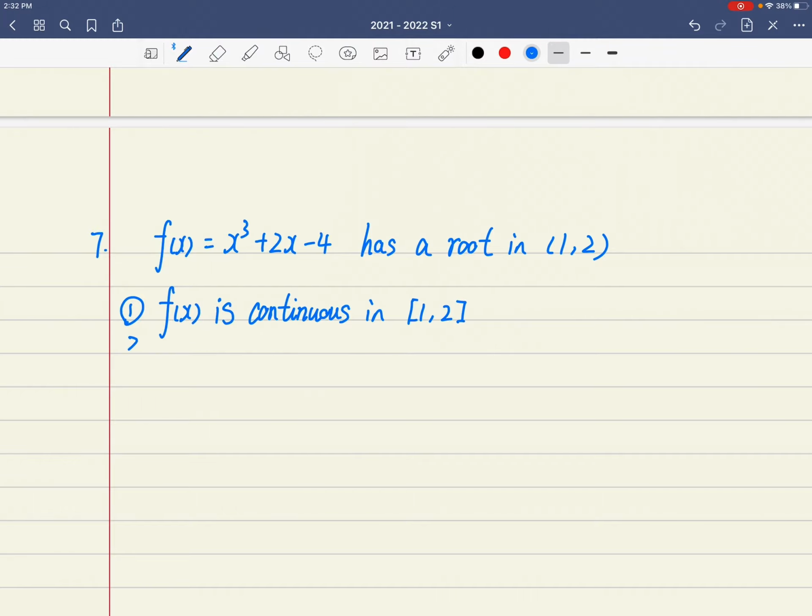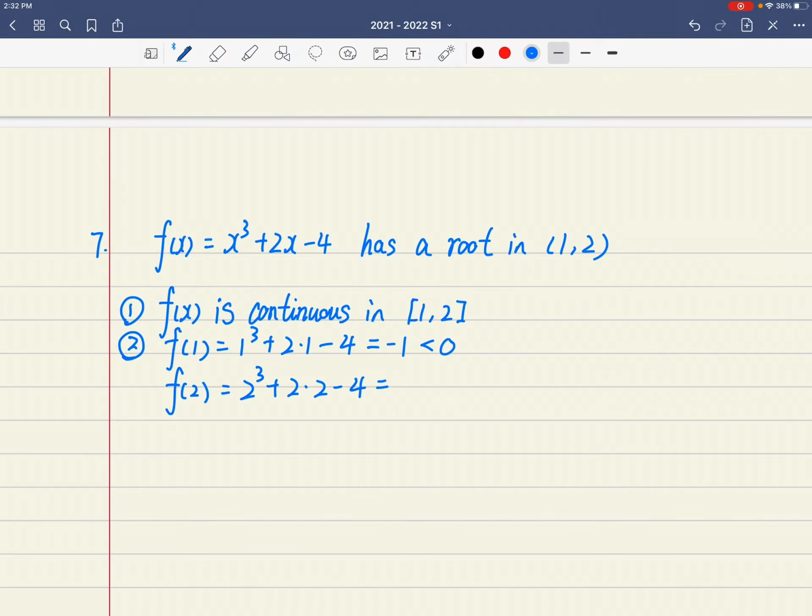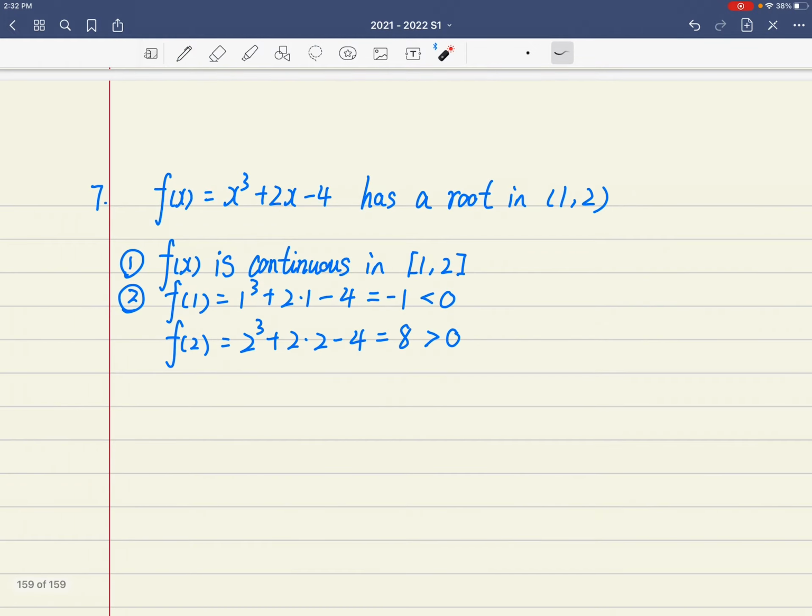Okay, and the second part, you need to check that the value of f(x) is positive and negative at different ends. You can check that by substituting x with 1, which is 1 cubed plus 2 times 1 minus 4, which is negative 1, right? This is smaller than 0. And what is f(2)? f(2) is 2 cubed plus 2 times 2 minus 4. It is 8, right, which is positive. So at one side it is negative, at the other side it is positive.